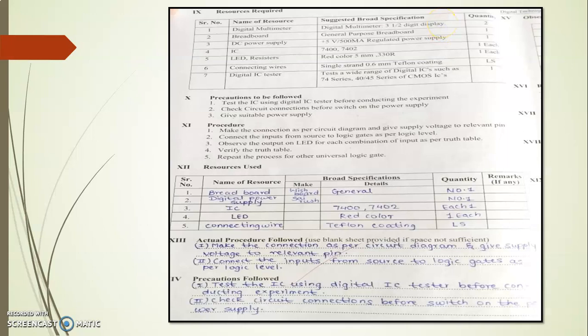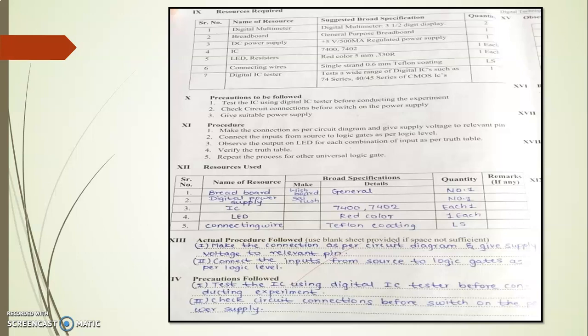You know what resources are required for this. So what is the procedure? First, make the connections as per the circuit diagram and give supply voltage to the relevant pins. Second, connect the inputs from the source to the logic gate as per logic level. Observe the output on the LED and write it down in the truth table. Verify the truth table and repeat the process until the other universal logic gate is complete. You can see the quantity and which type of IC are required.